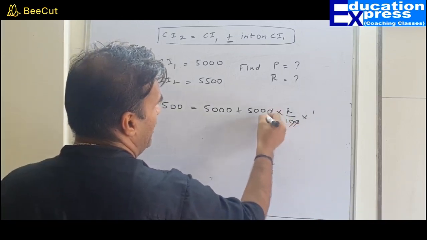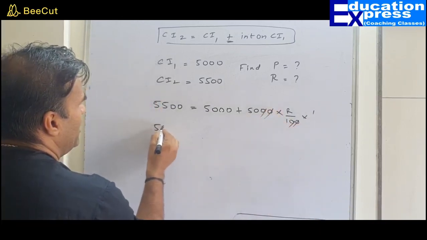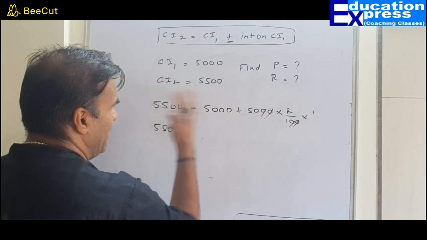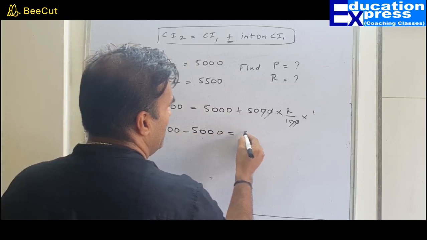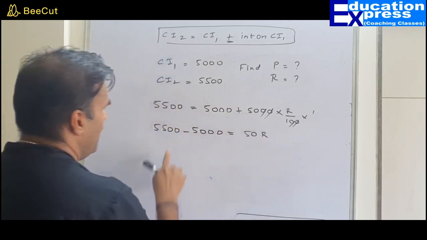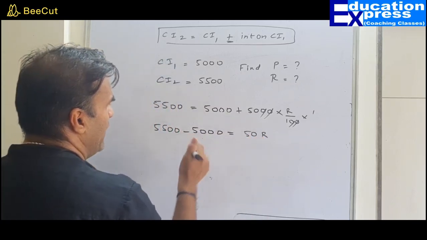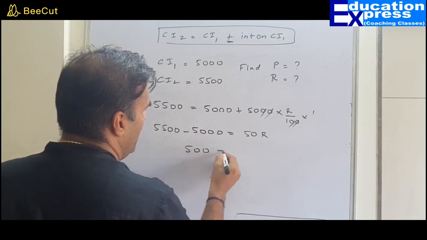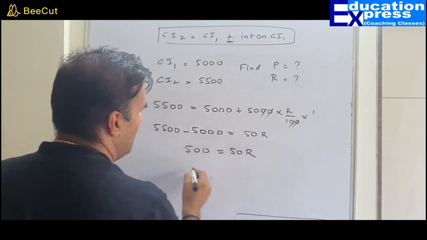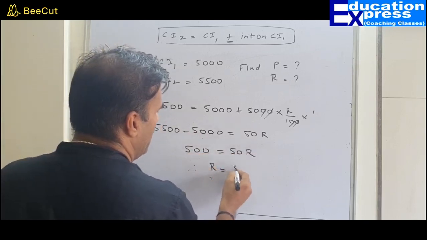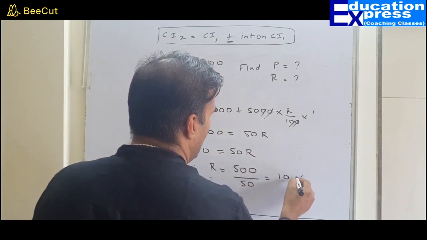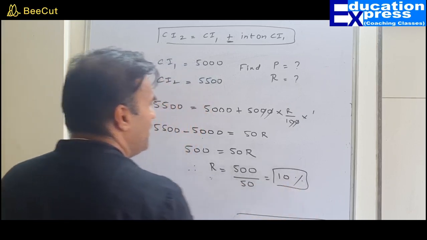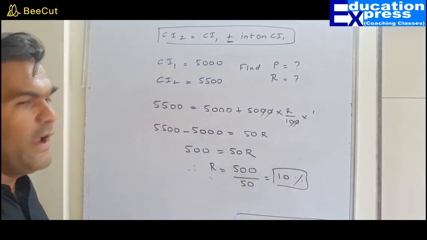Now when we solve this, what do you get? 5,500. Can I subtract this 5,000? Yes, sir. What are you left with? Sir, we are left with 50 R. 5,500 minus 5,000 is 500 equals 50 R. Therefore, R equals 500 upon 50, that is 10%. I hope you remember this is a simple way of finding.